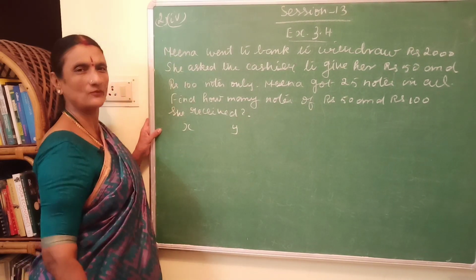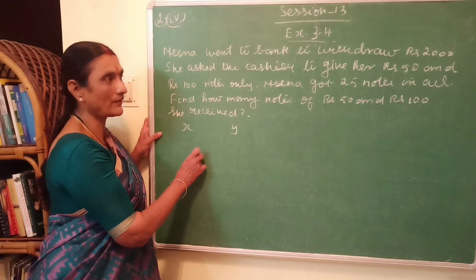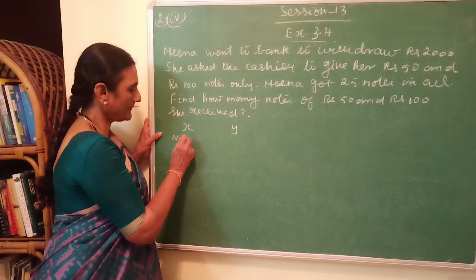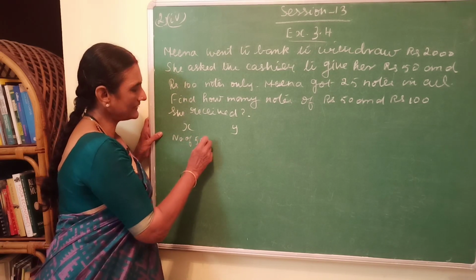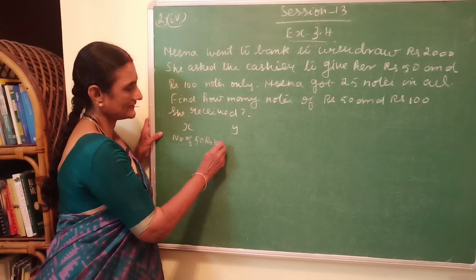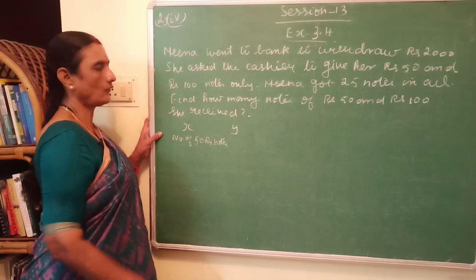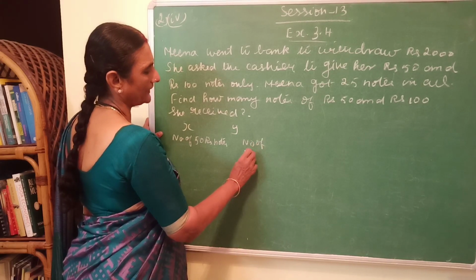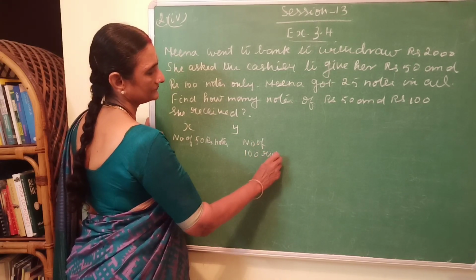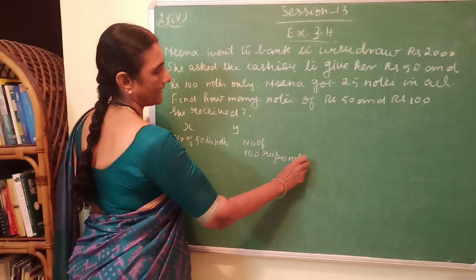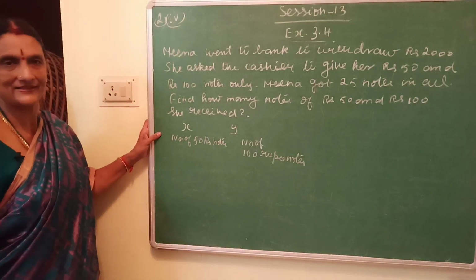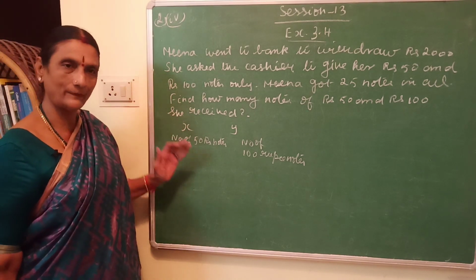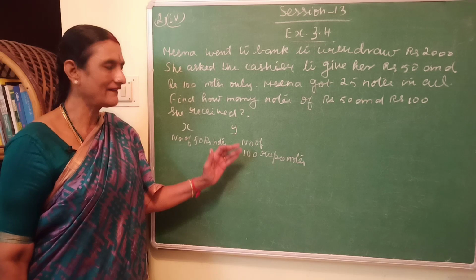What are these x and y? Let x be the number of notes for rupees 50, so I write number of 50 rupee notes, and y will be number of 100 rupee notes. So you have to understand this. Clear? So I have taken x to be the number of 50 rupee notes and y to be the number of 100 rupee notes.